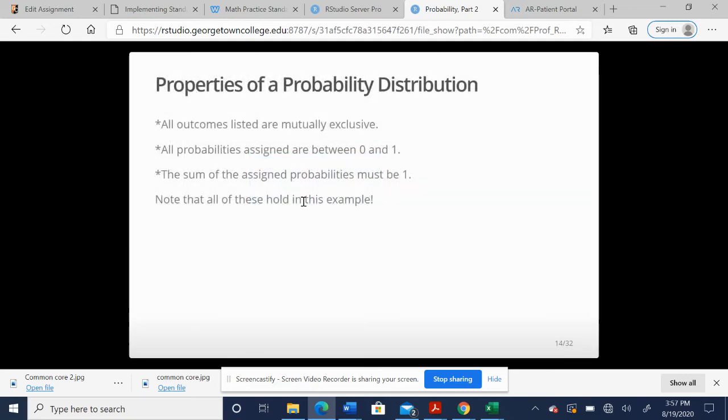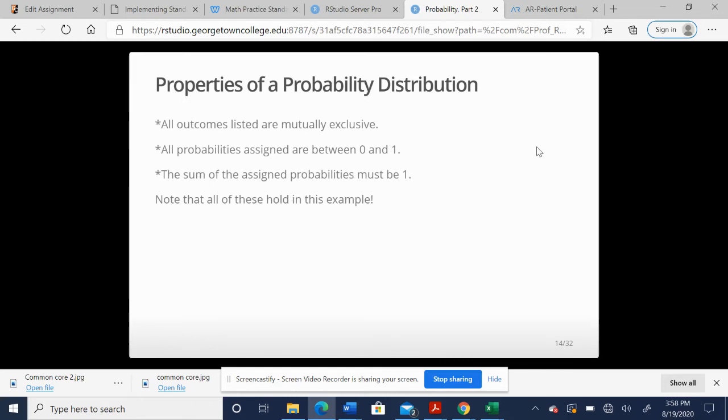Okay. Now, if we're looking at a probability distribution, these are sort of the conditions that we have to be working under. All outcomes are mutually exclusive. And I want you to think about that. Getting 0 heads is mutually exclusive from getting 1. We can't do one series of 3 and get both 2 heads and no heads in that series at the exact same time. So they're mutually exclusive. All the probabilities assigned are between 0 and 1. It can't be more than certain, or less than 0. The sum of the assigned probabilities must be 1.